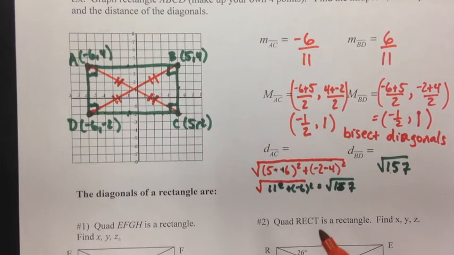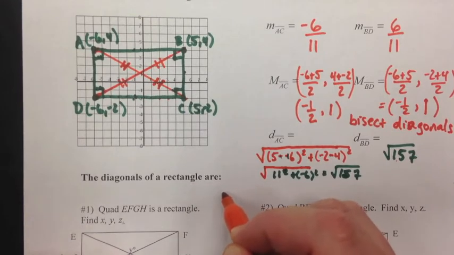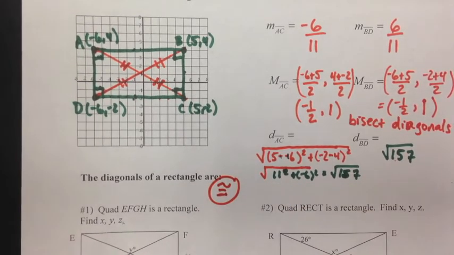That's what makes a rectangle different. The diagonals of a rectangle are, and the big symbol here, they are congruent. That's not true for a parallelogram, but that's always true for a rectangle.